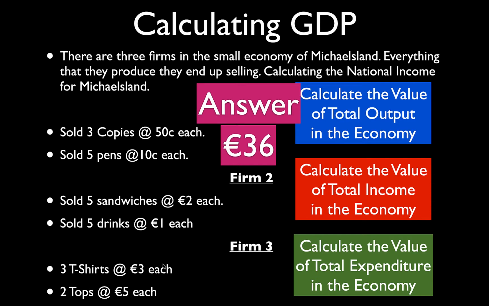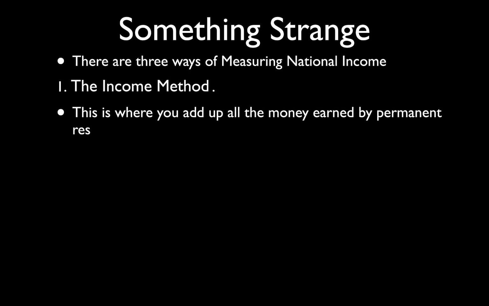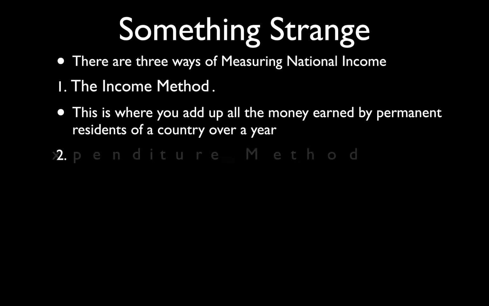No matter which way you calculate national income, because there are only these 3 firms in the economy, it's going to be €36. So there are 3 ways of measuring national income. One is the income method, and this is where you add up all the money earned by permanent residents of a country over a year.